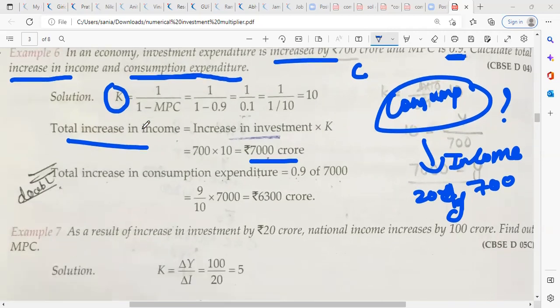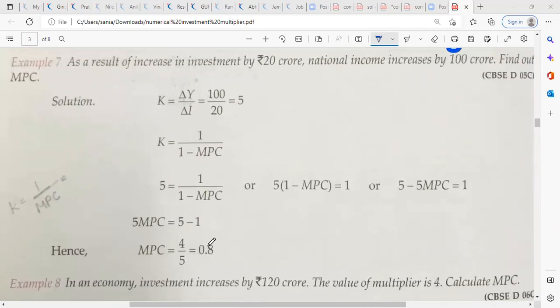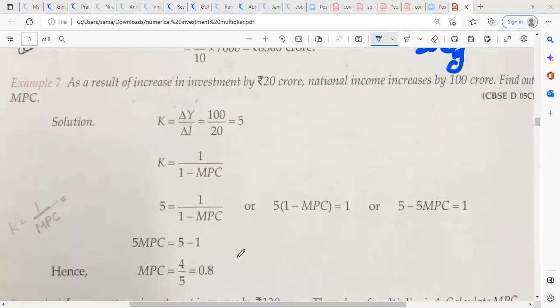Okay, so let's just check our answer. Is your MPC 0.8? Yes, no?